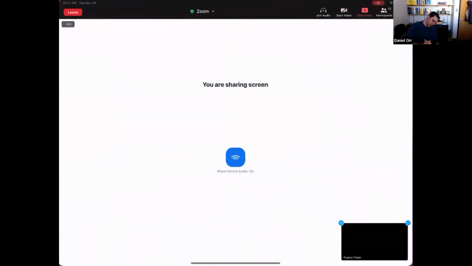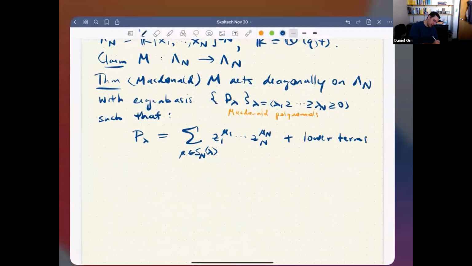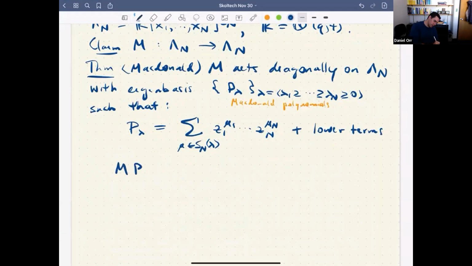And then the eigenvalues are also very explicit. And this is important for applications. I think it's like this. q to the lambda 1, t to the n minus one, ..., q to the lambda n.